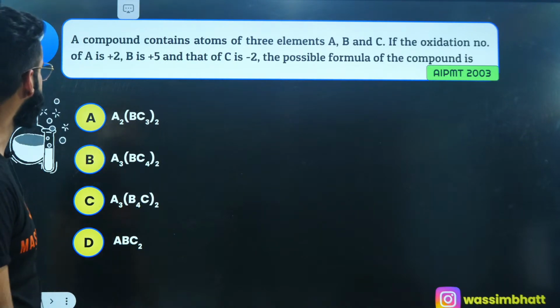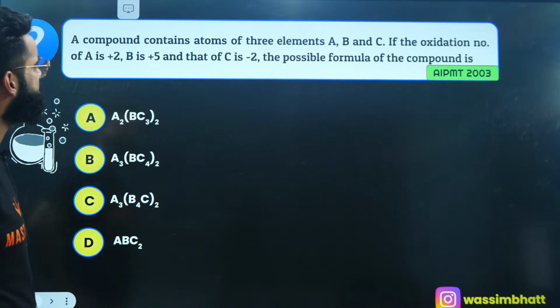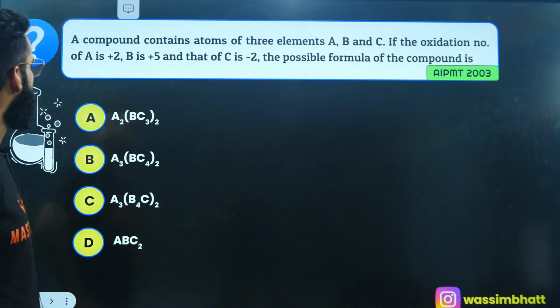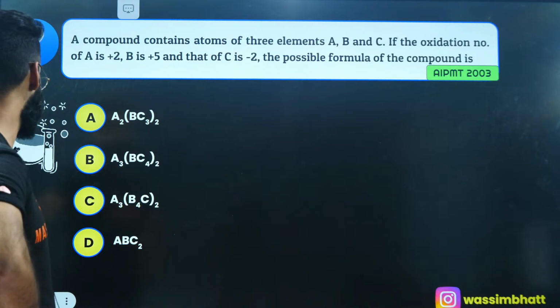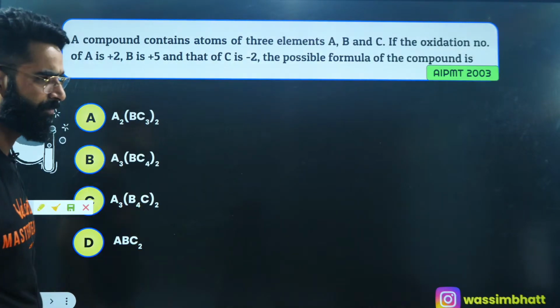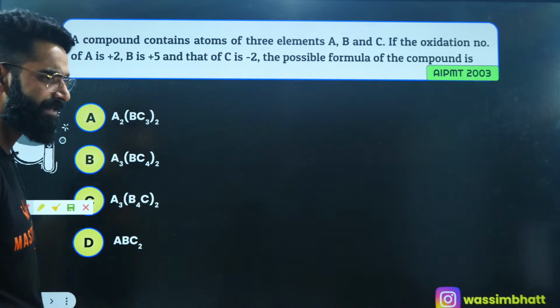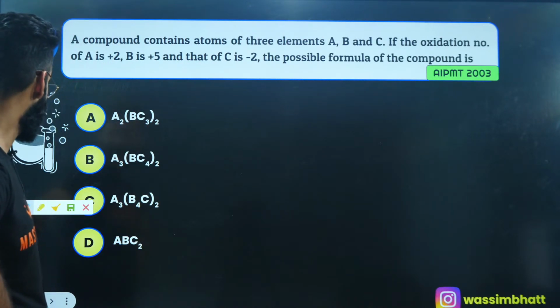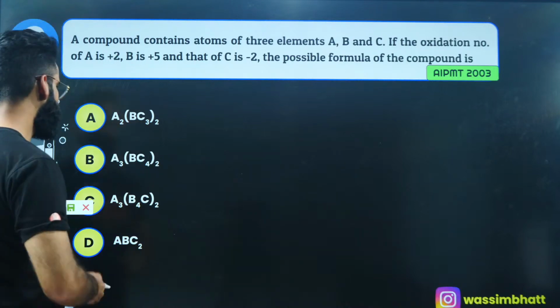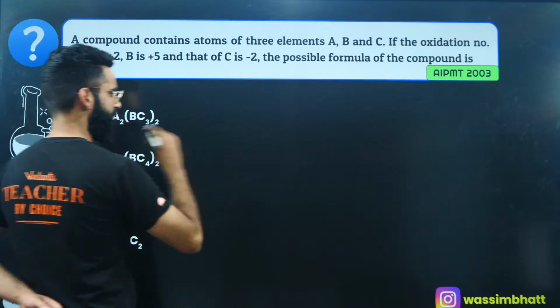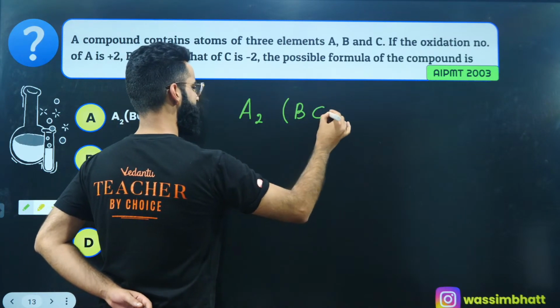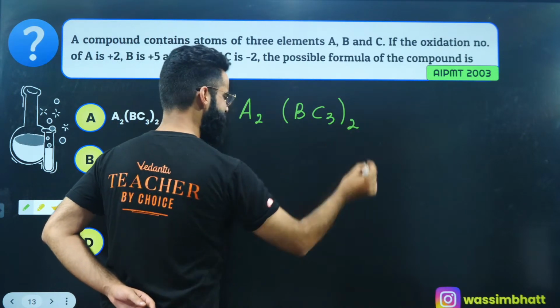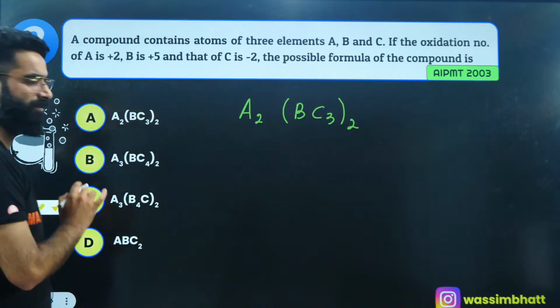AIPMT 2003 question. A compound contains atoms of 3 elements A, B, and C. If the oxidation number of A is plus 2, B is plus 5, and that of C is minus 2, the possible formula of the compound is. We need to see what is going to be the possible formula of the compound. Let's exactly see how this one is to be solved. First of all, if I check option number 1, A2 B2 C3 twice, let's see exactly, can this be the formula of the compound?